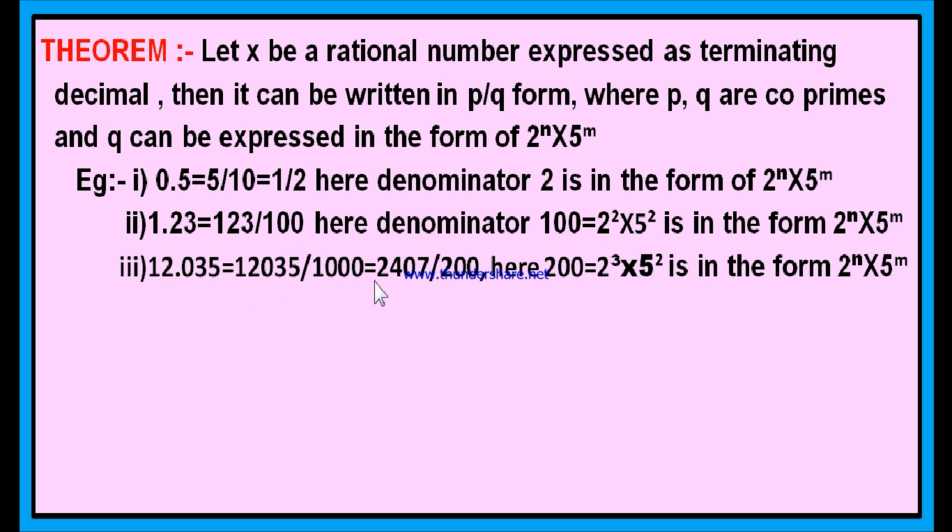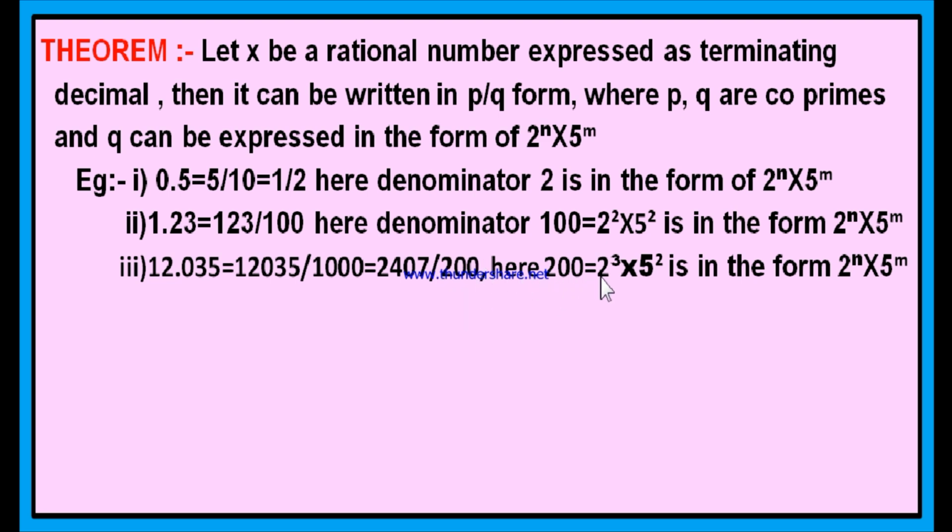5 in 12 goes 2 times, and in 24 four times, and in 30 zero times, and in 35 seven times. And in 1000, in 10 five goes 2 times and then the next 2 zeros. Therefore, if you write this in simplest form, you may get 2407 divided by 200. Here the denominator is 200.